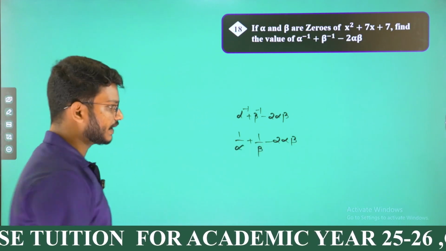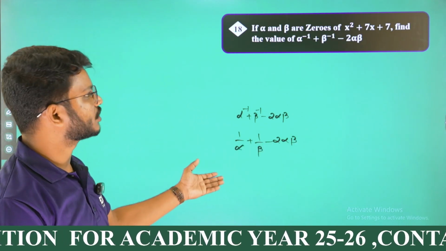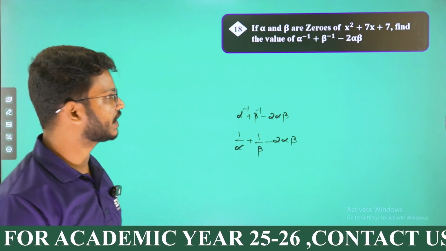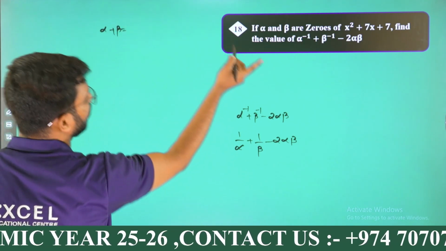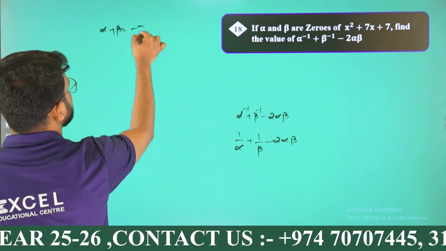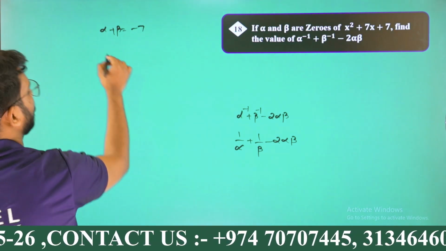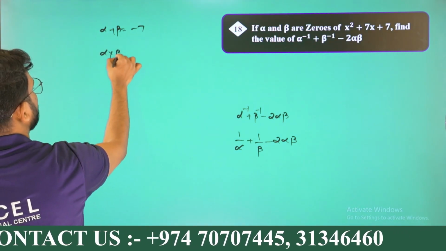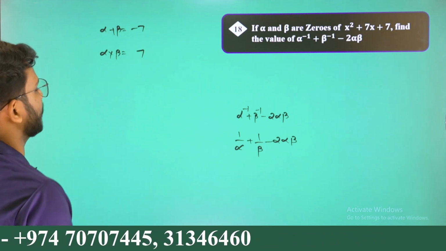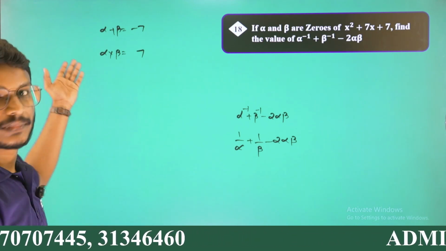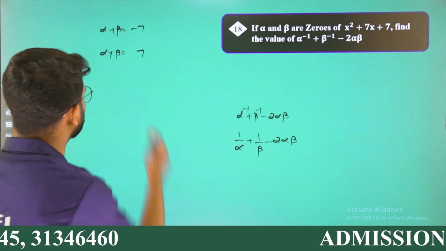When we cross multiply this, we can directly substitute our relationship. Alpha plus beta we know is equal to minus b by a. What is minus b by a? Minus 7 by 1, minus 7. Then alpha into beta is equal to c by a, again 7 by 1, 7. So these are the sum and product, and we can use this here.